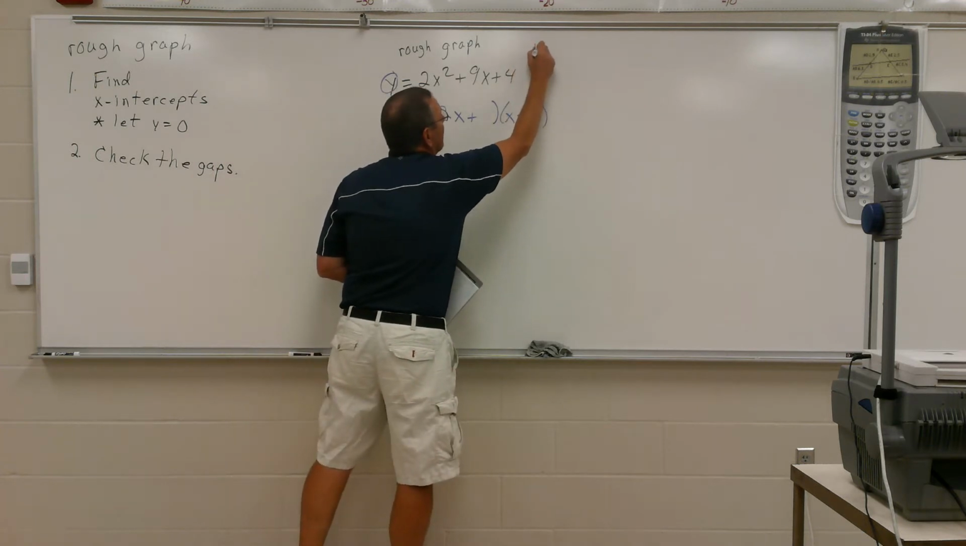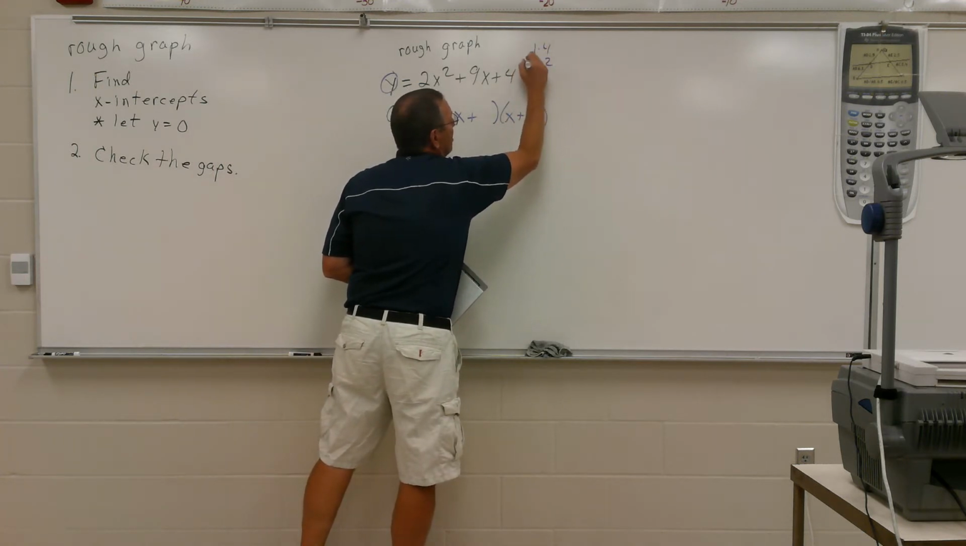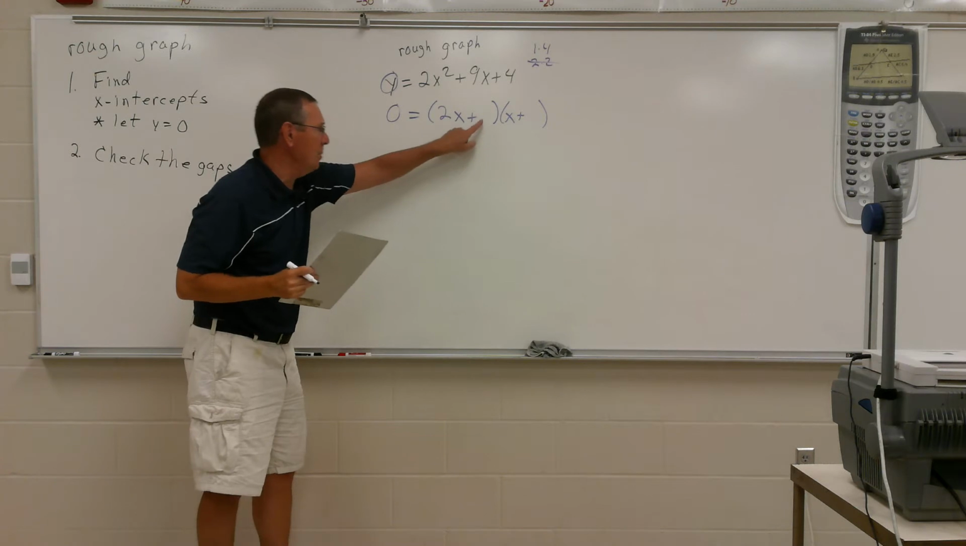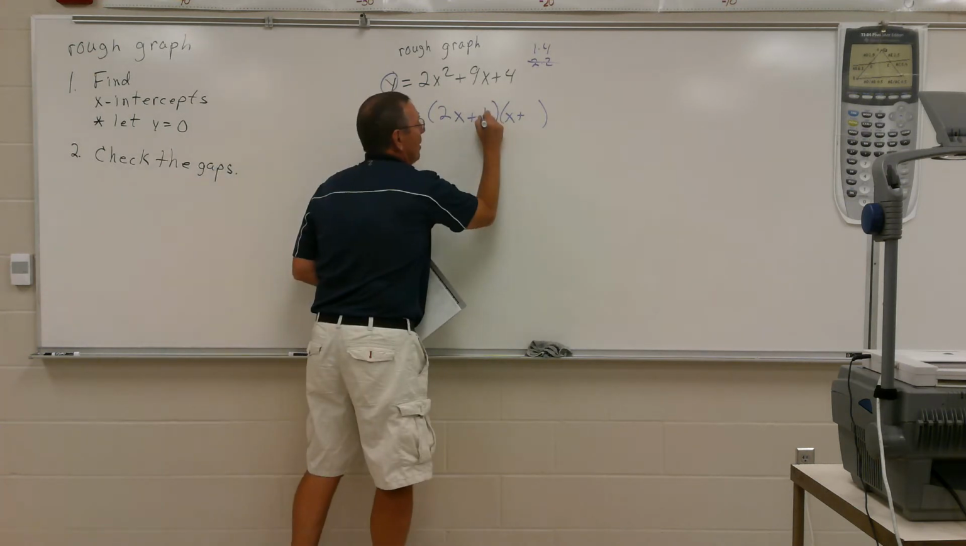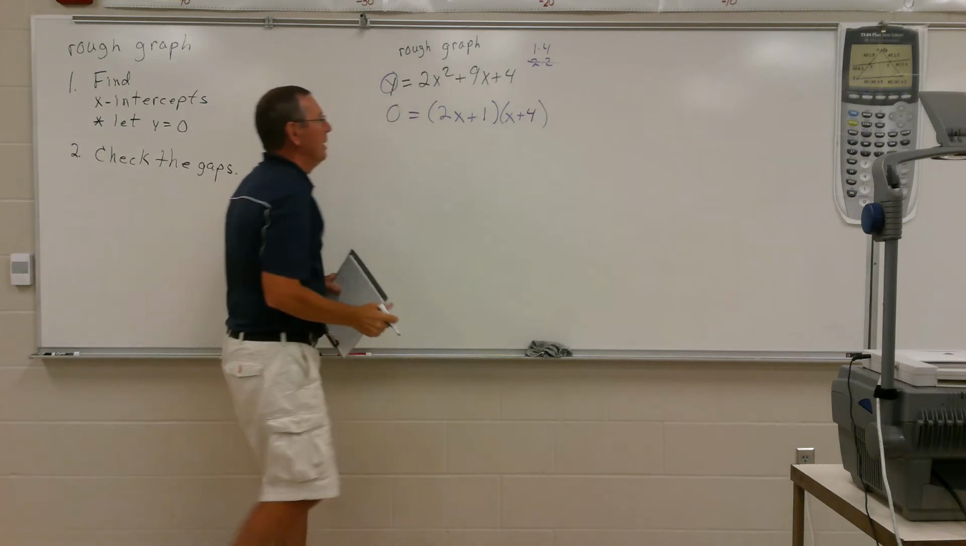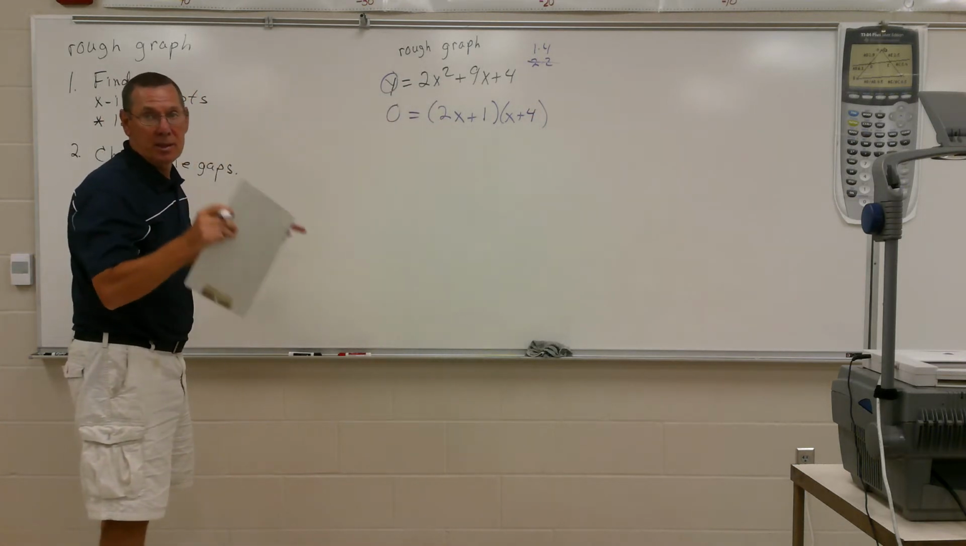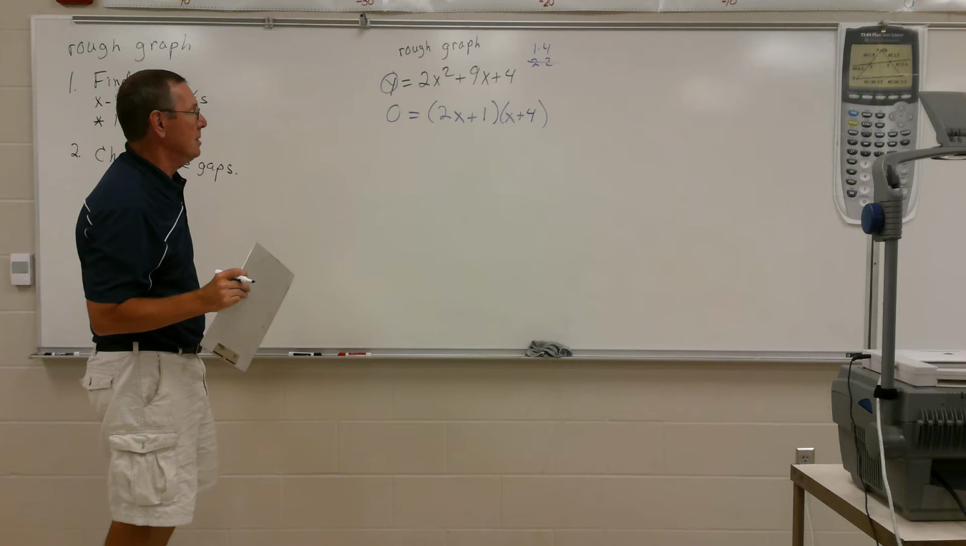It could be a 1 times a 4. It could be a 2 times a 2. It can't be a 2 times a 2 because I can't put an even number with an even number. I've got to try the 1 and the 4. There. That should factor like that. 2x squared plus 8x plus 1x is plus 9x and plus 4.